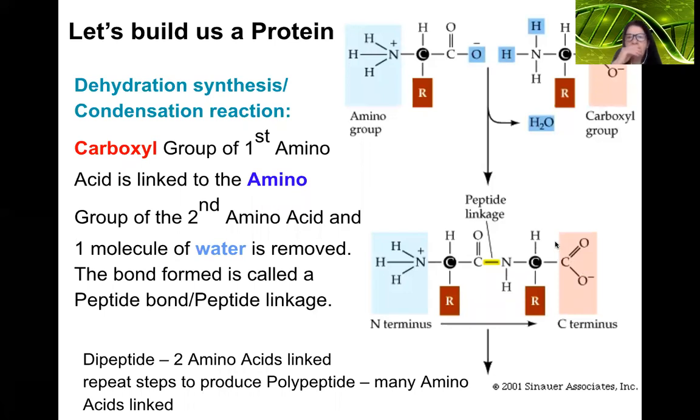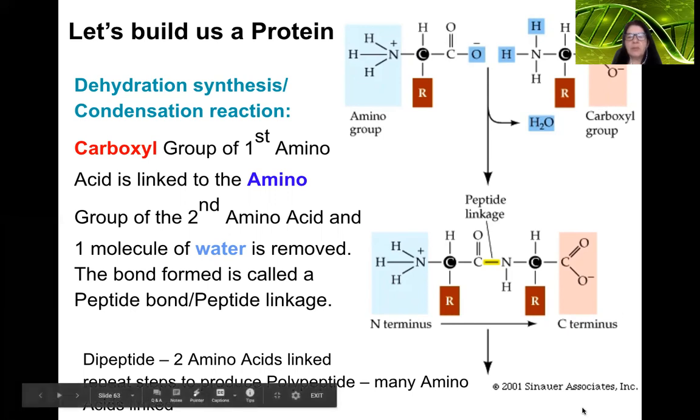Because polypeptides are built head to tails, head to tails, head to tails, they have a directionality. On one end, you have the amino group free, the N terminus. On the other end, you have the carboxyl group free, which is the C terminus.